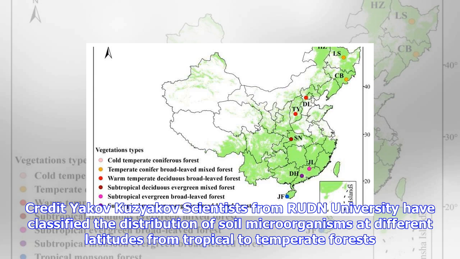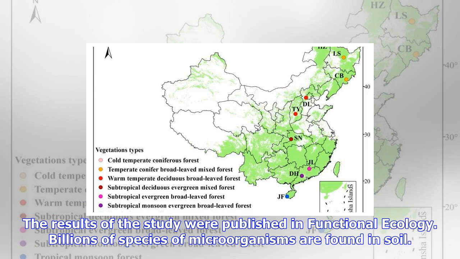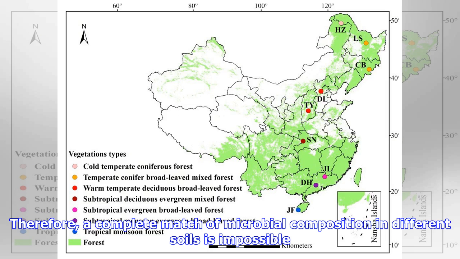Billions of species of microorganisms are found in soil. Therefore, a complete match of microbial composition in different soils is impossible. At the same time, similar groups of microorganisms can be found in very remote soils, where the climate and vegetation differ completely. It is obvious that the microorganisms themselves could not walk thousands of kilometers, and the transfer via animals and plants is unlikely. Therefore, the principles of distribution of microorganisms in soils at large distances are practically unknown.